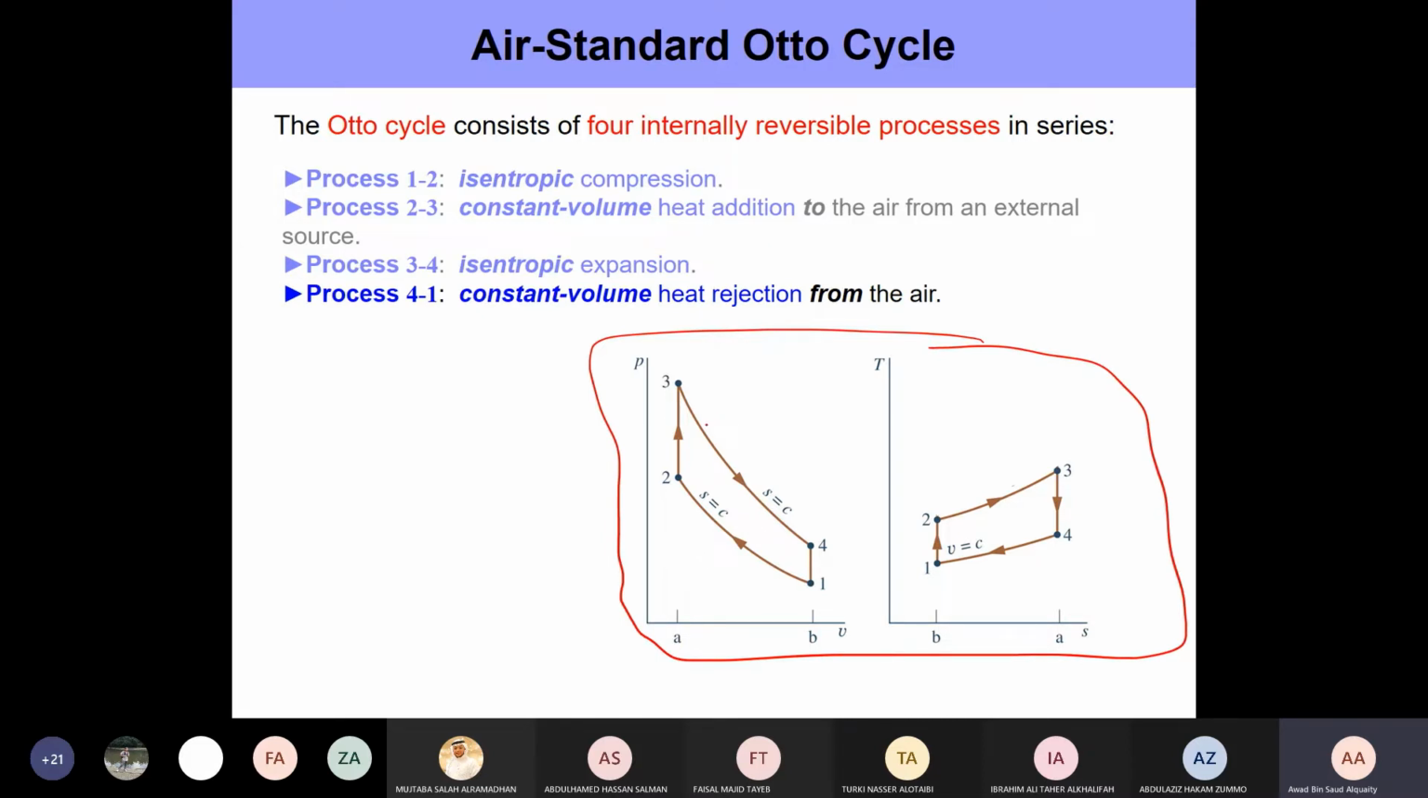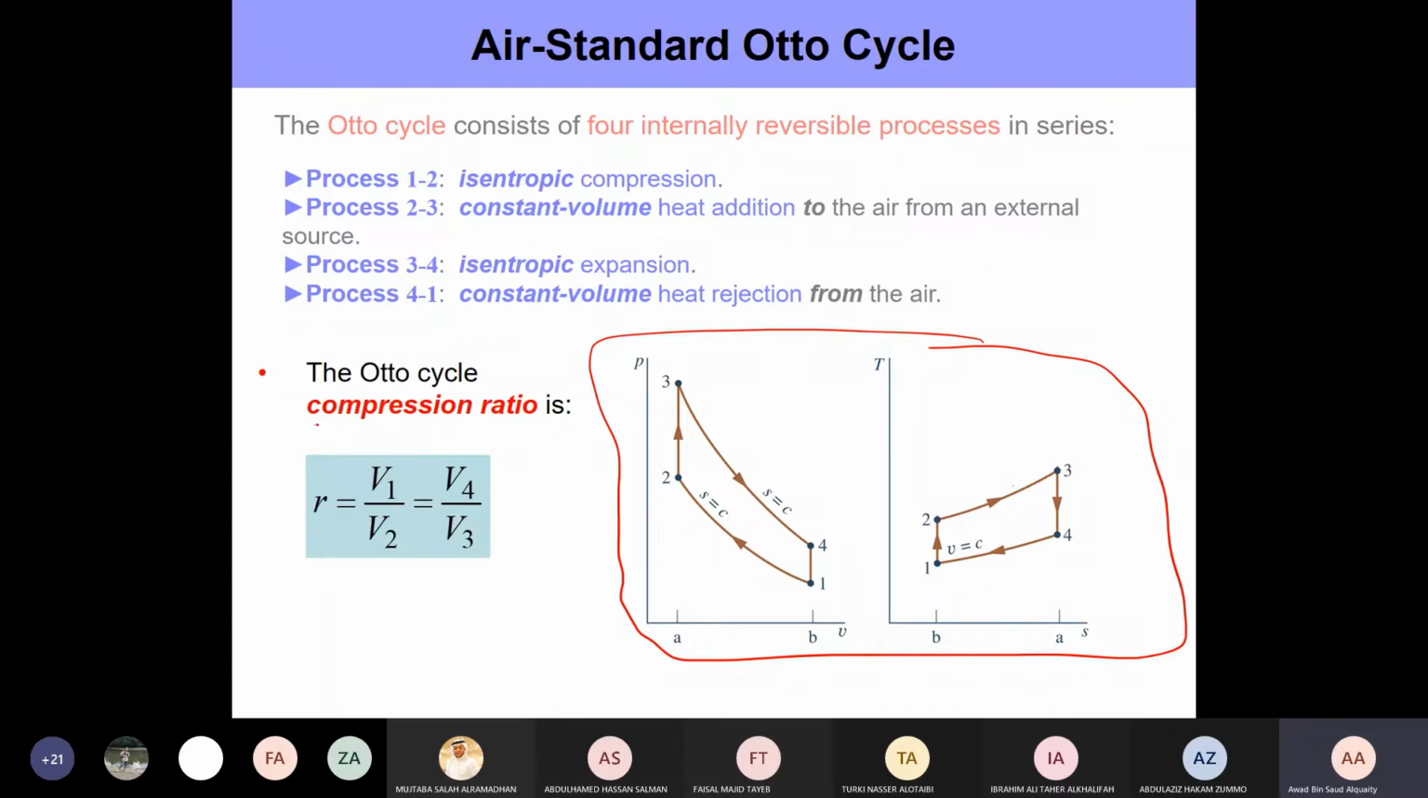As we mentioned before, it's important to talk about the compression ratio. We said the compression ratio was simply the ratio of Vmax by Vmin, right? The maximum volume here is V1 at state 1. The minimum volume is at state 2, or V2. And since 2 to 3 and 4 to 1 are constant volume processes, it's also equal to V4 by V3. All right, so this is the compression ratio for an Otto cycle.